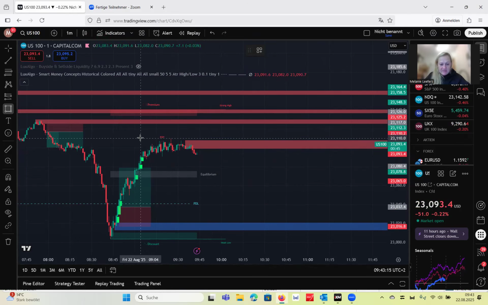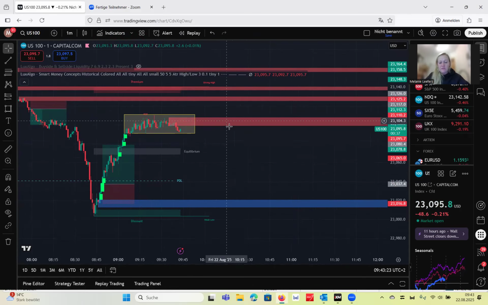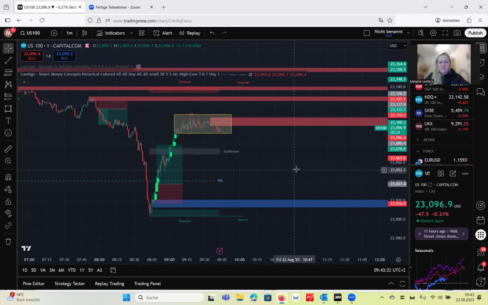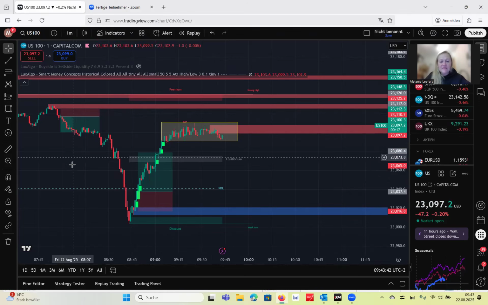This is actually a box here, and we want to get out of this box. A bearish order block is created, so we're waiting for a bearish fair value gap, and then we want to go back to the downside. This is what we're waiting for now. You know, on a 1 minute time frame this can be really fast.